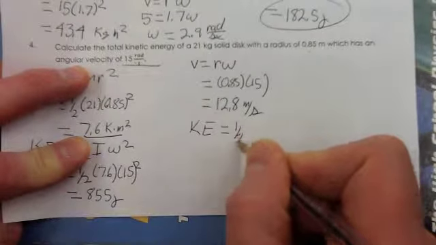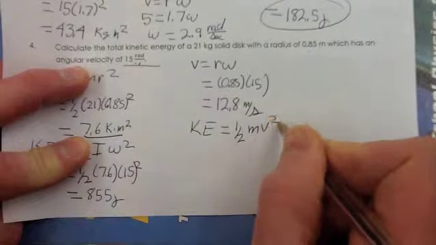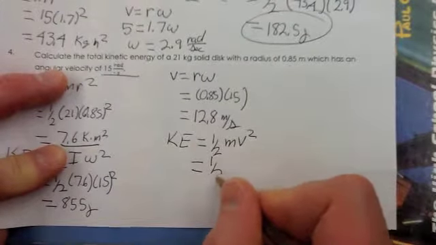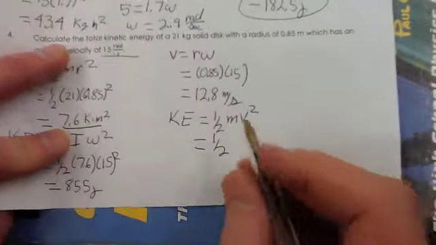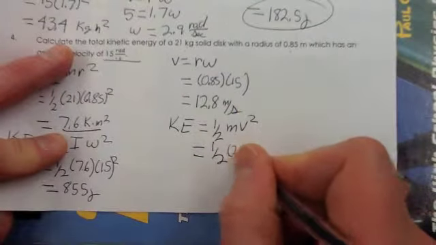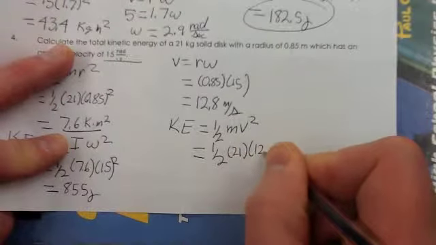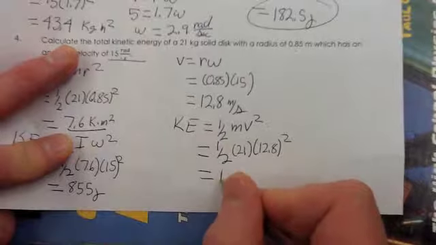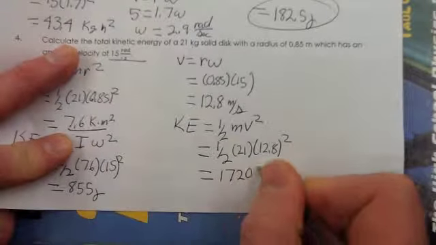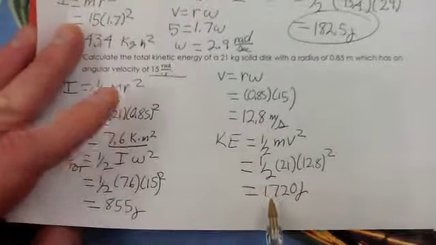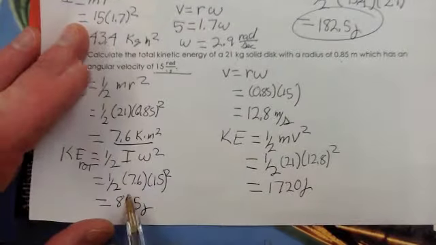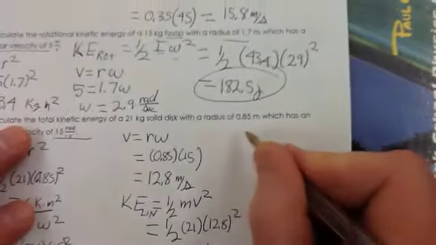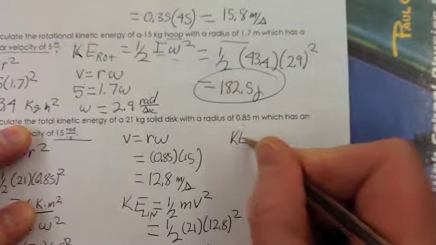So now I can find my KE, which is 1/2 my mass times my velocity squared. So that equals 1/2 my mass, again, was 21, and my velocity is 12.8 squared, and that turns out to equal 1,720 joules. So in this case, I have more linear kinetic energy than rotational, and I probably should put linear on there.